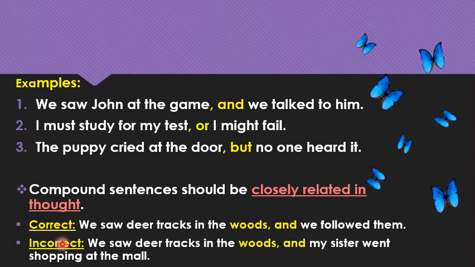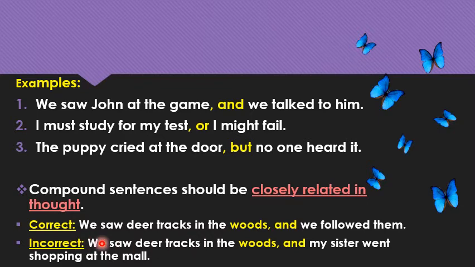But what about this one? We saw deer tracks in the woods and my sister went shopping at the mall. So is that even close? Like, are these two sentences close to each other? Do they have the same idea, the same thought? Of course not. We saw deer tracks in the woods. What does that have to do with my sister went shopping at the mall? So it makes no sense. So this is definitely incorrect.